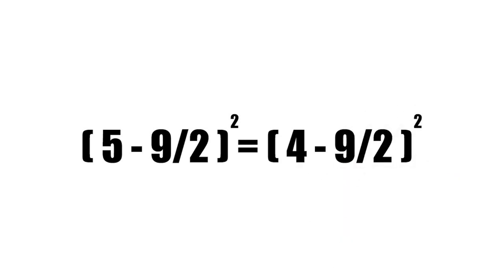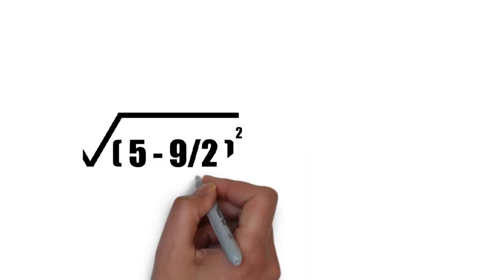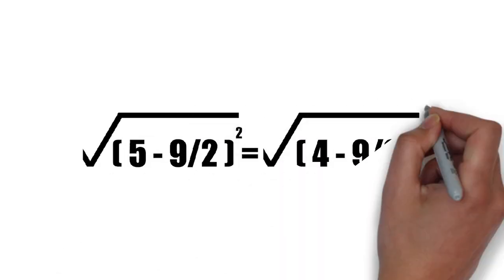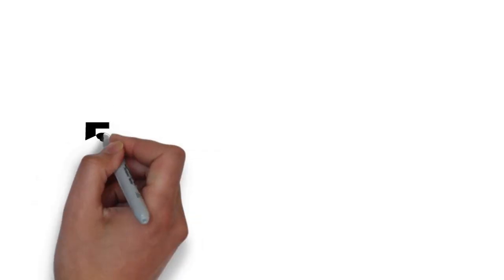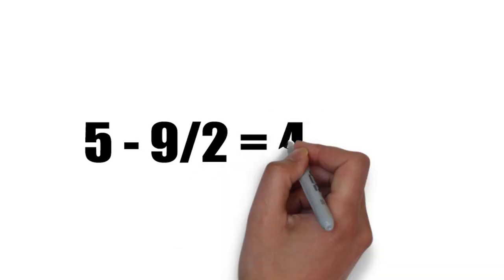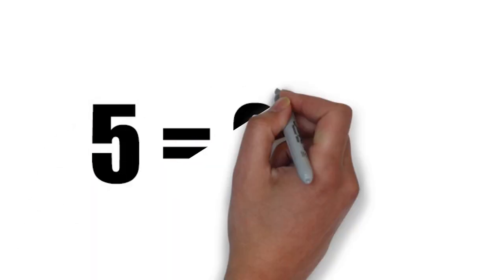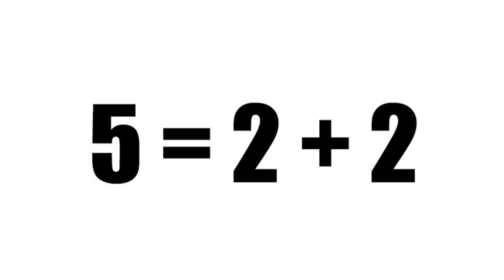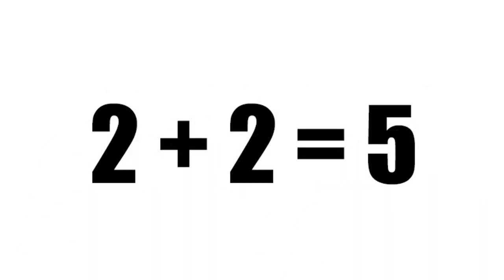Now to factorize the equation, we will put it in brackets. 5 minus 9 over 2 squared on the left and 4 minus 9 over 2 squared on the right. Taking the square root on both sides, we get 5 minus 9 over 2 on the left and 4 minus 9 over 2 on the right. If we cancel out 9 over 2 on both sides, we are left with 5 equals 4. However, we know that 4 is equal to 2 plus 2, which means that 5 is also equal to 2 plus 2. Thus, we have proved that 2 plus 2 is equal to 5.